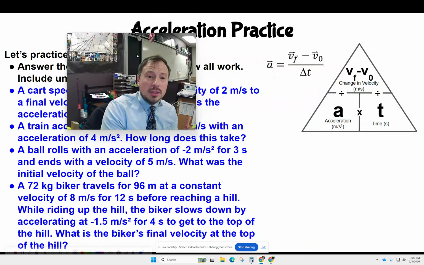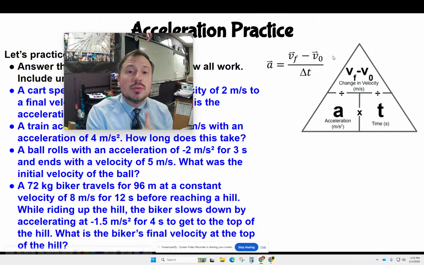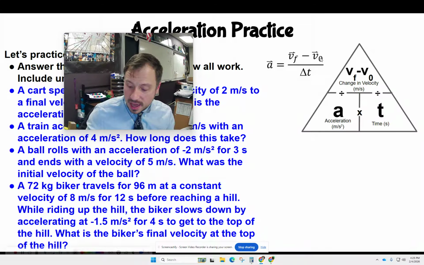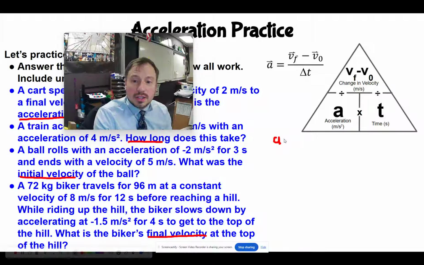So I'm just going to go ahead and put these equations up there. And this is the same equation. I'm just rearranging it to isolate that variable. So the one with the acceleration equals the final velocity minus the initial velocity over the time. Great. That's to find the acceleration.